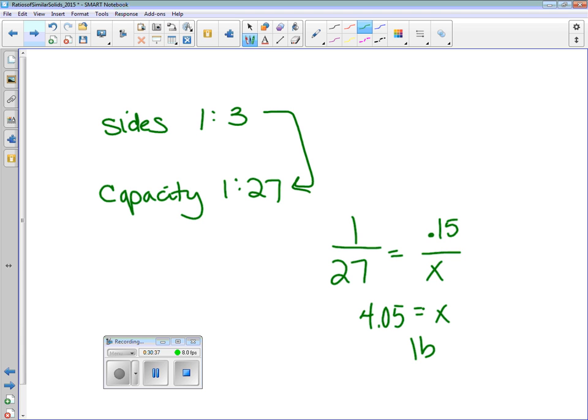Now, what if I use 1 to 3? Would I get the same answer? I wouldn't. Okay? 1 to 3 gives us something else. So that would be 3 times 0.15, sorry. I was like, wait a minute. 3 times 0.15 is 0.45. Okay? Which is not the correct answer. I got to remember which ratio we're using.